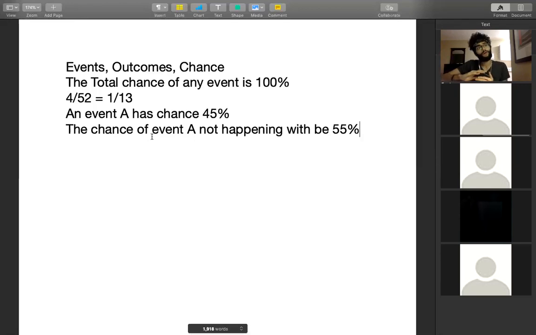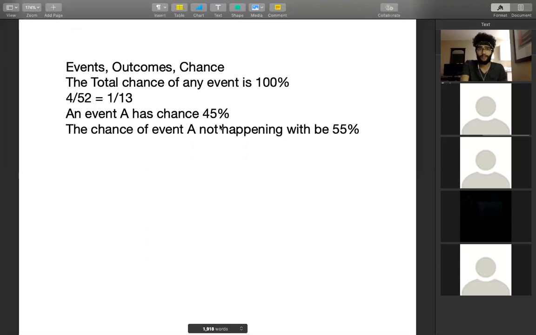We don't care about how many other events might happen. It's just that this event is not happening. Remember logic, right? Not of A. So not of A plus A should be the full probability. There's nothing else that can happen, right? You take any event, any outcome, and there are only two possibilities. Either the outcome happens or the outcome doesn't happen. There's nothing else which is possible.